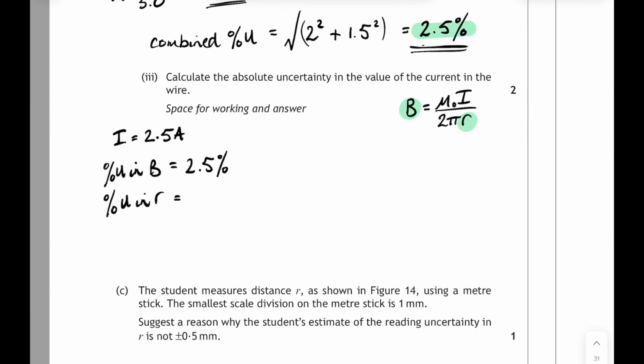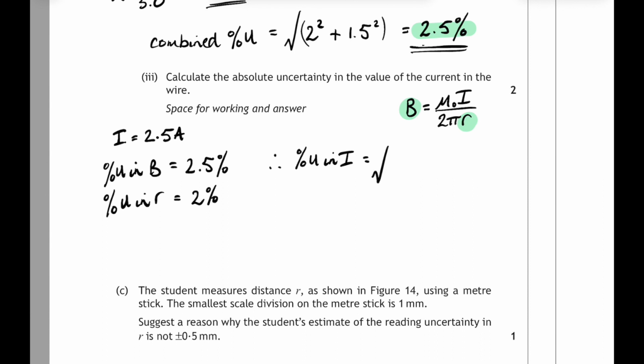So again, we are going to have to combine both of them to get the percentage uncertainty in I. And from that percentage uncertainty, we can work out the absolute uncertainty and the value of the current. Phew, what a lot of work.